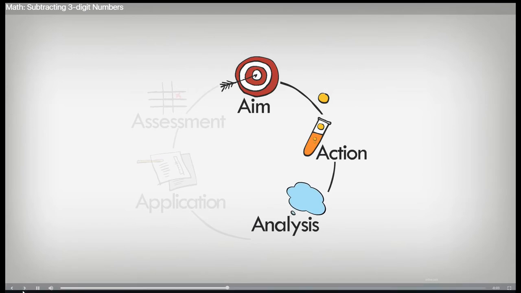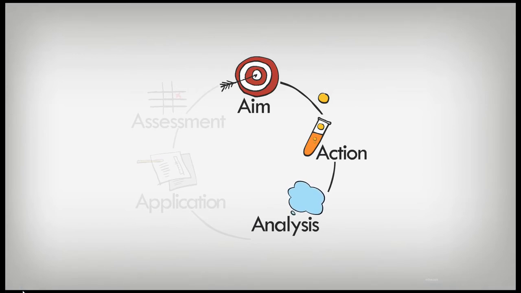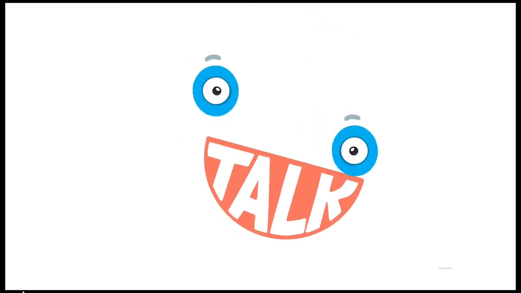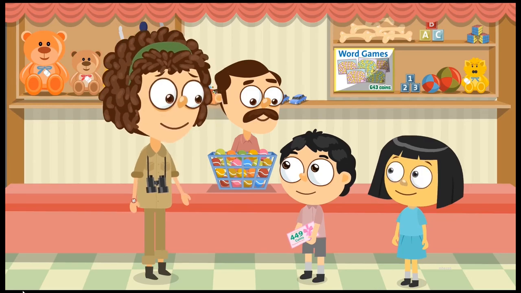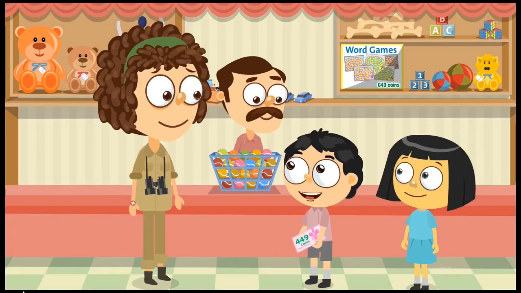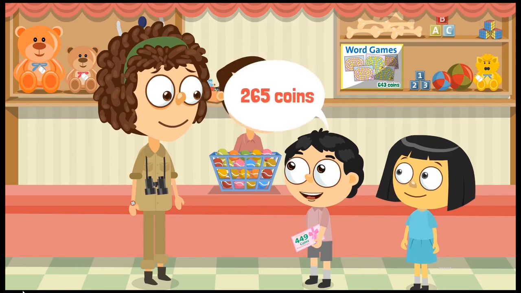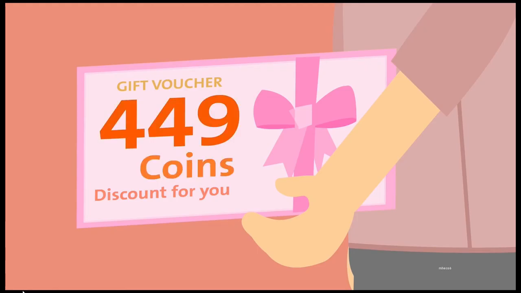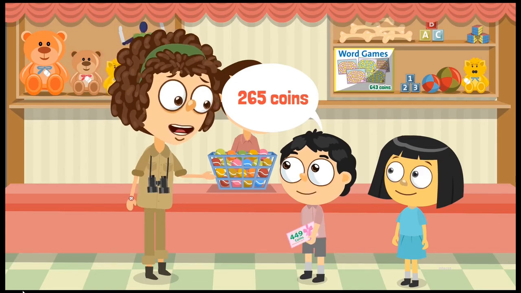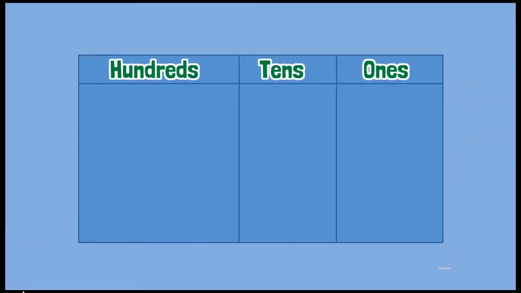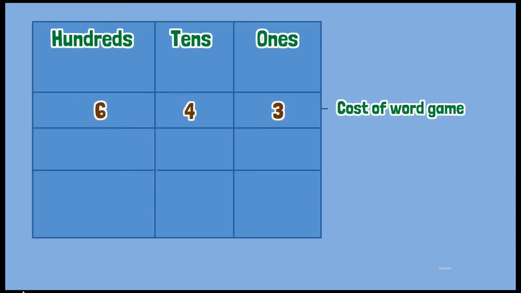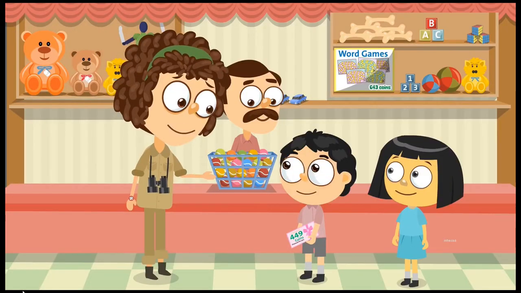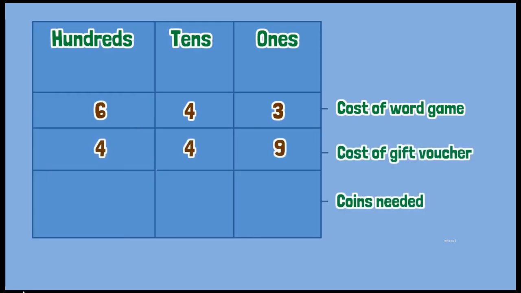Time for analysis. Let's watch a Cool Talk video. Found something to buy, Andy? That word game. I have only 265 coins and this voucher. Is this enough? Let's subtract and check. Which number will you write first? 643. Next. 449 below it. And the minus sign.